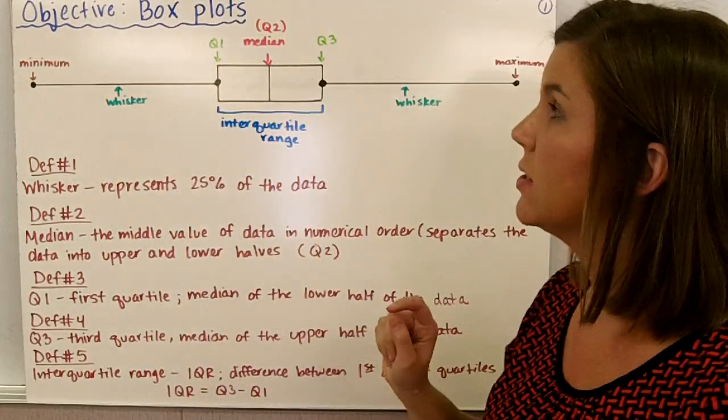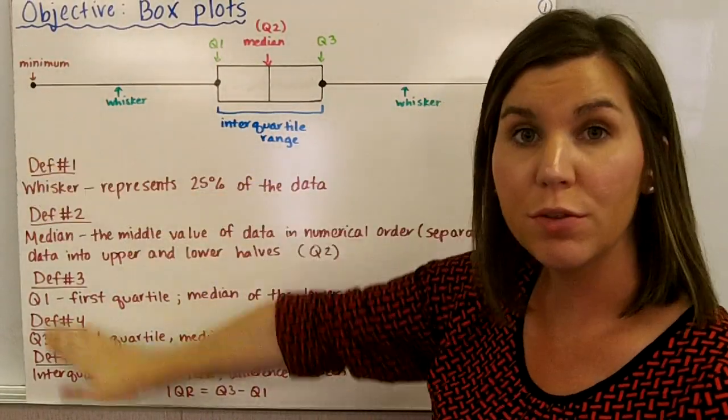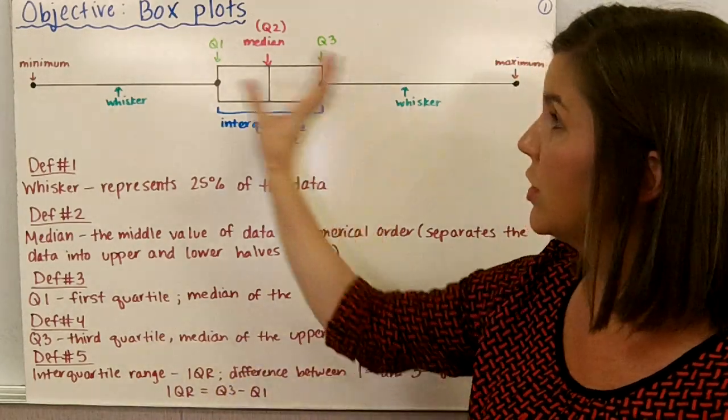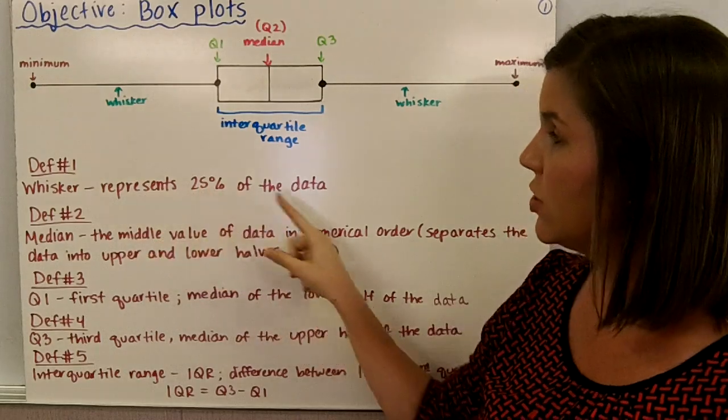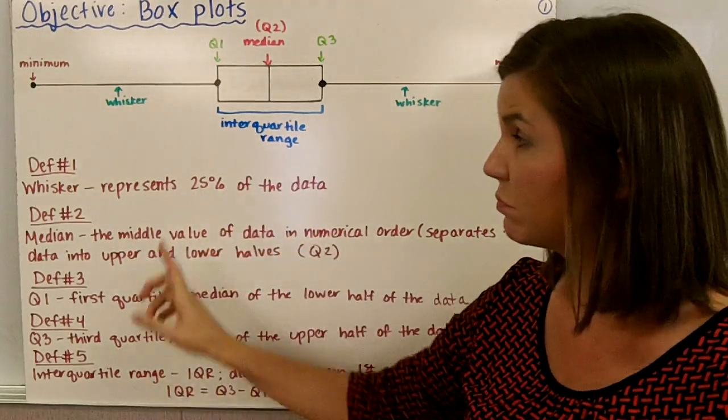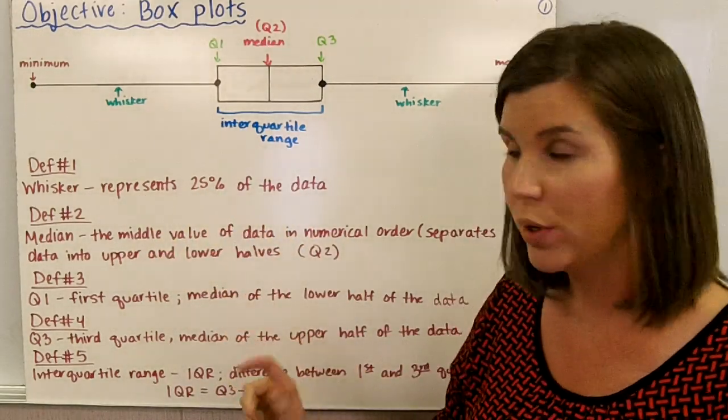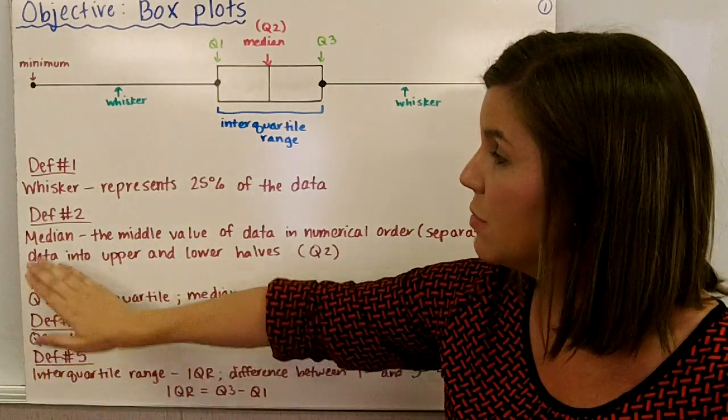Objective: box plots. We're going to go through 5 definitions, and then we're going to talk about the pieces of a box plot. Definition number 1, a whisker represents 25% of the data, 25% or a quarter of the data. Definition number 2, the median.